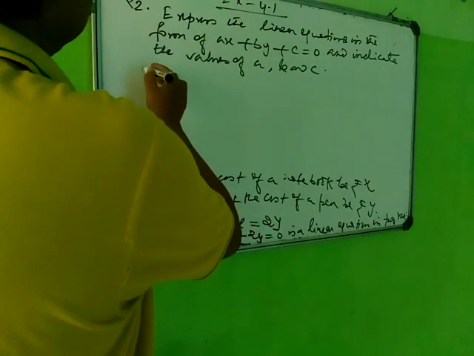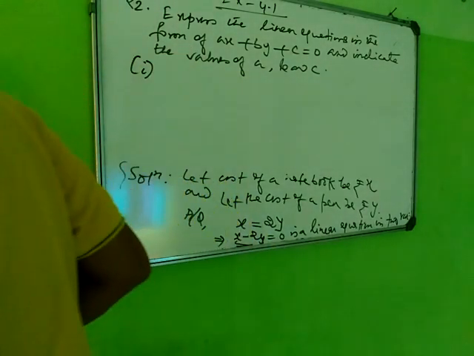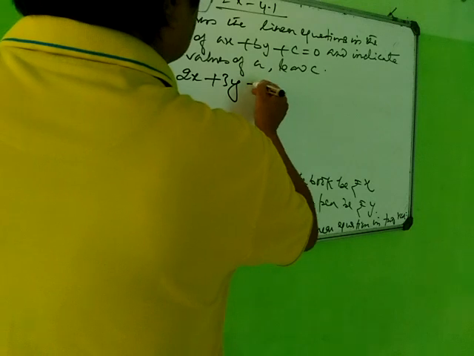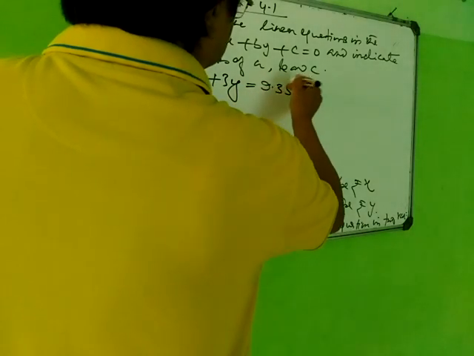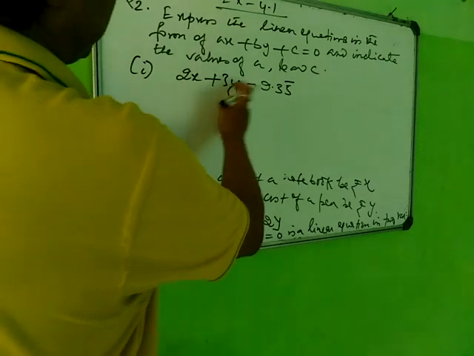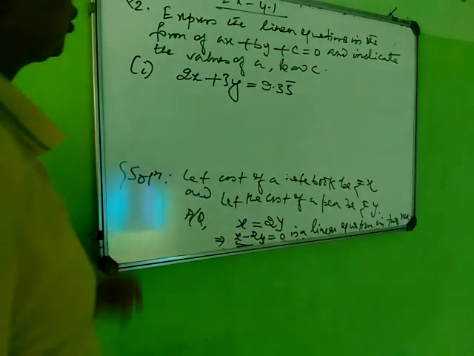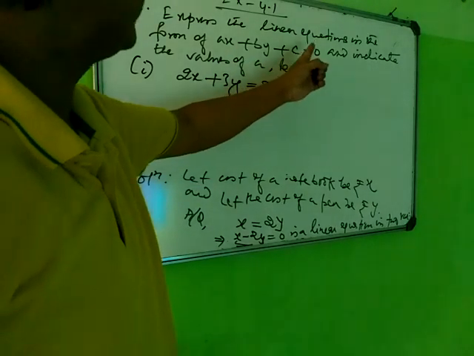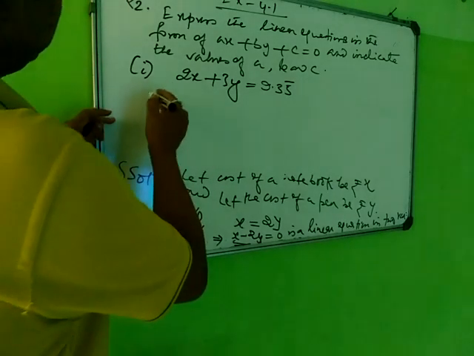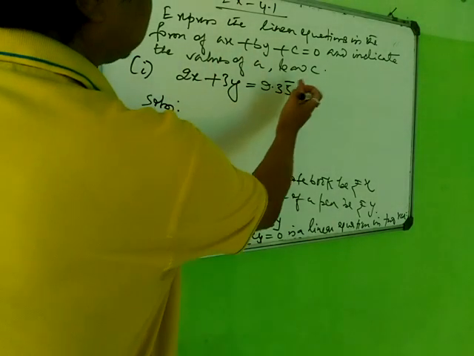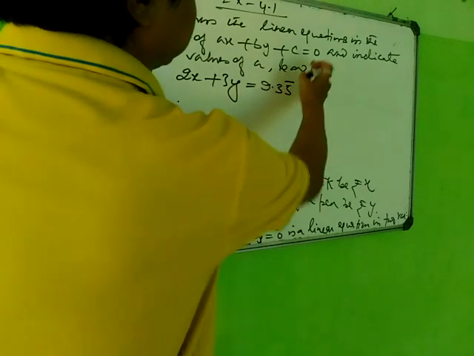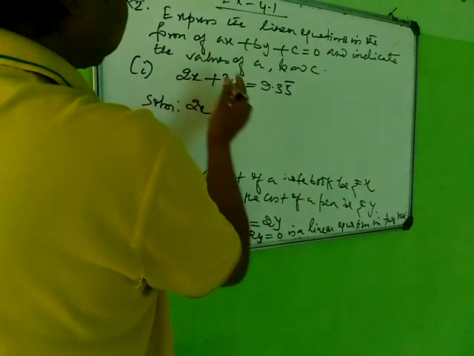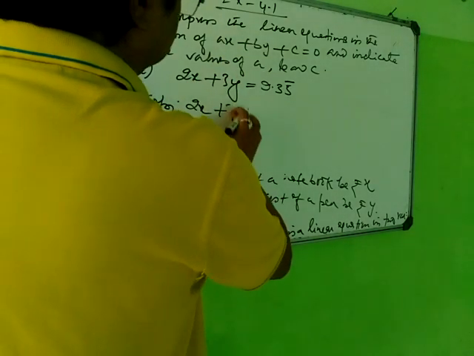Let us take number 1. It is given 2x plus 3y equals 9.35 bar. Now you are going to write it in the standard form, that is ax plus by plus c equals 0. So you will bring all the terms to the left side, and on the right side you will have 0. The x term will be first, so it is 2x plus 3y.